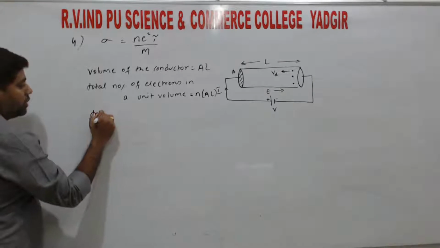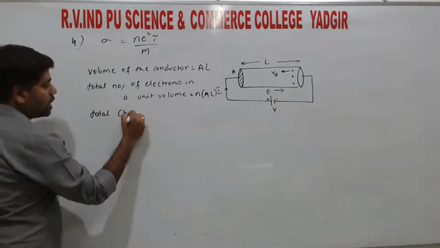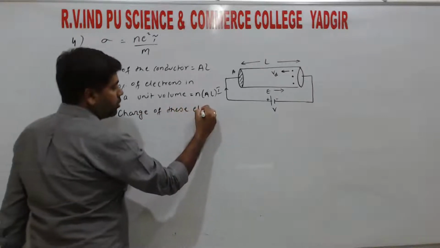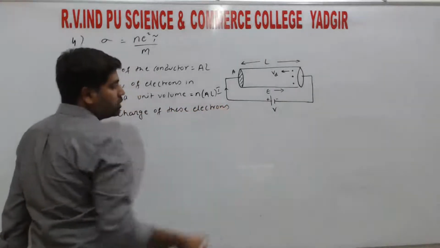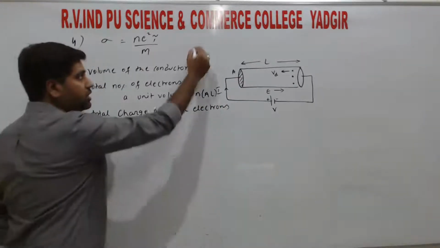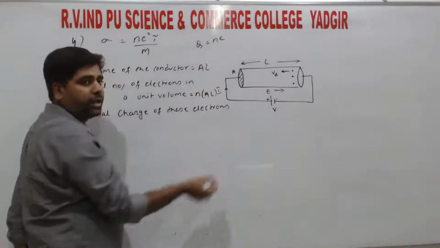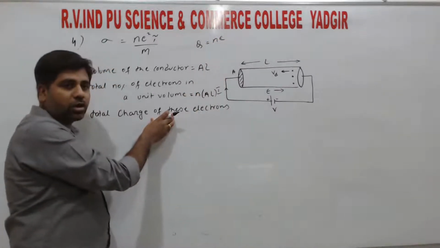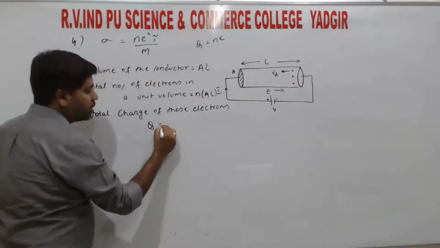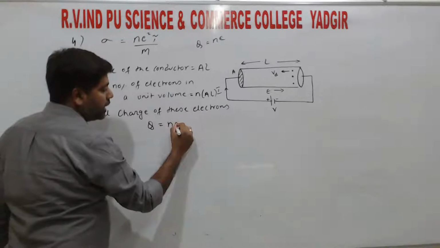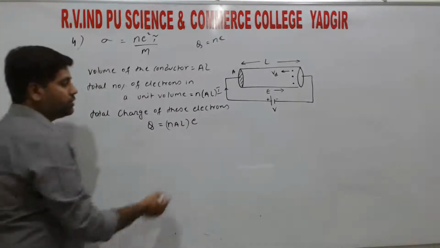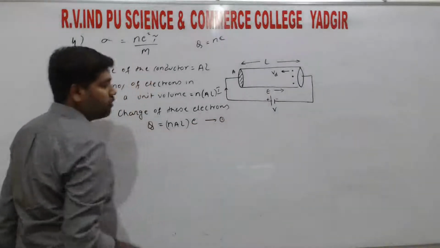So the total charge of these electrons. From the first chapter, right? For the total charge, we have the relation Q is equals to n into e, right? So here also we are finding the total charge present in this volume, right? So we take Q is equals to n A L into e, right? So this we can take as equation 1.